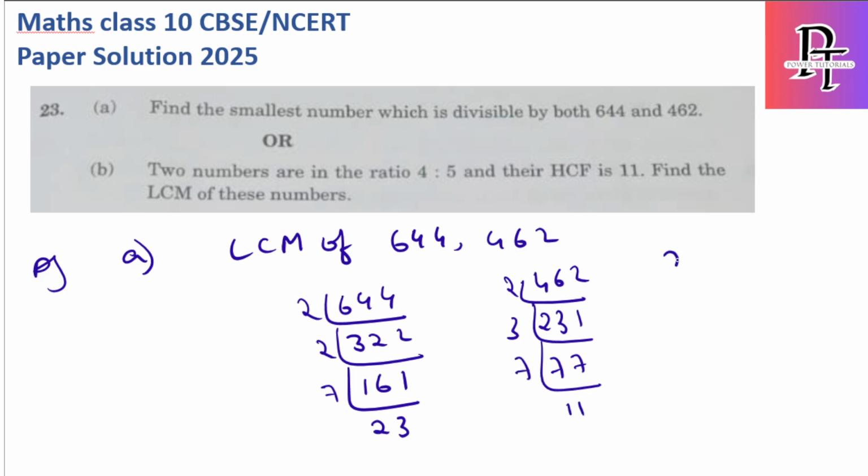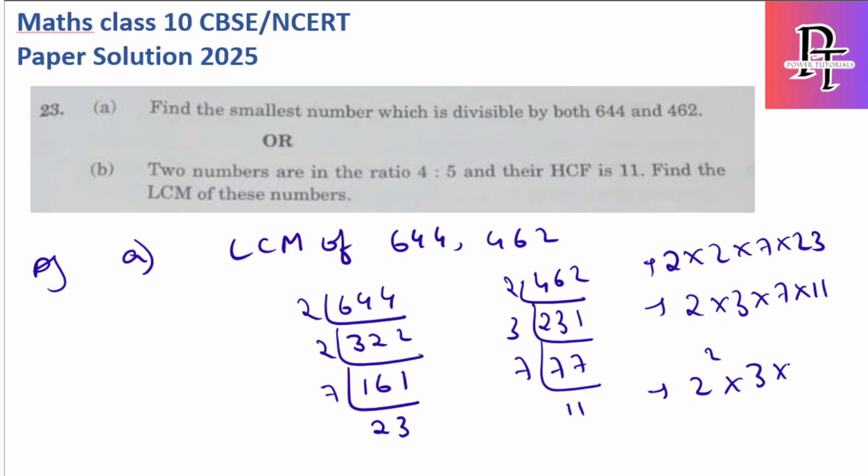So these are nothing but 2 into 7 into 23 for the first one, and 2 into 3 into 7 into 11 for the second. What is LCM? We write the prime factors in the highest power. So 2 highest power is 2 square, 3 is only 1, 7 is 1, 11 is 1, and this is 23. So we need to multiply all these things. 4 3s are 12.